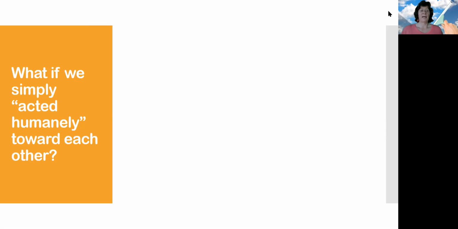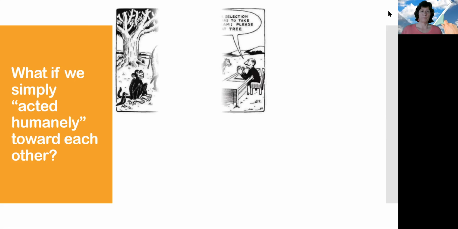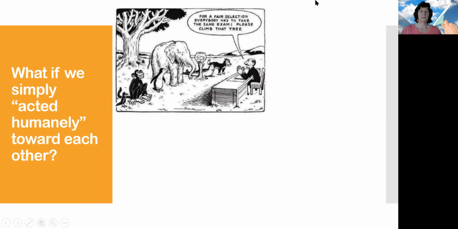So what if we simply acted humanely toward each other? You may have seen this little cartoon that says for a fair selection, everybody has to take the same exam. Please climb that tree. So who do you think is going to be able to climb that tree in the fastest way? Does an elephant climb a tree? No. Does it mean he's disabled? Well, in that instance, yes, because he cannot climb a tree. However, maybe the monkey would be disabled in other circumstances.